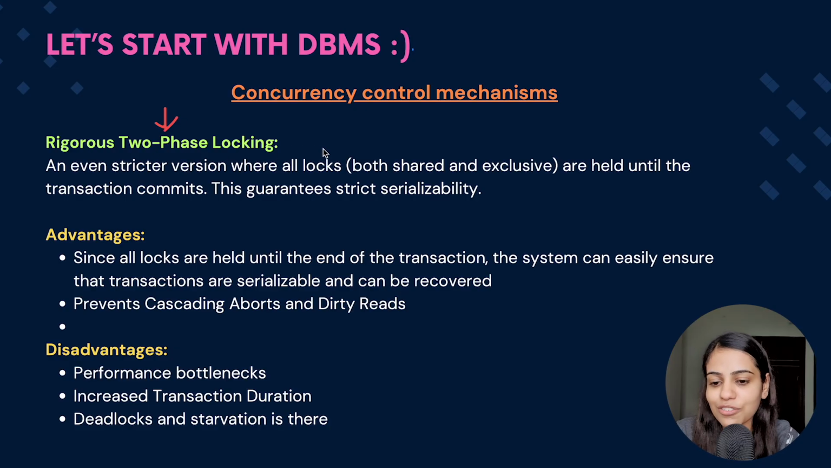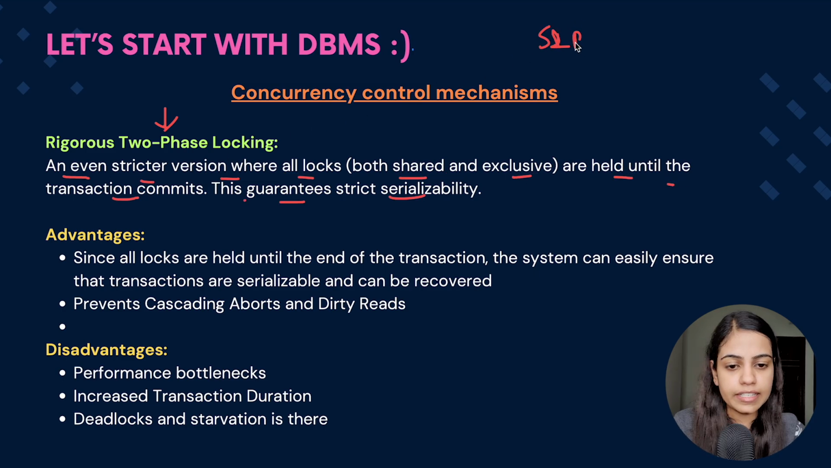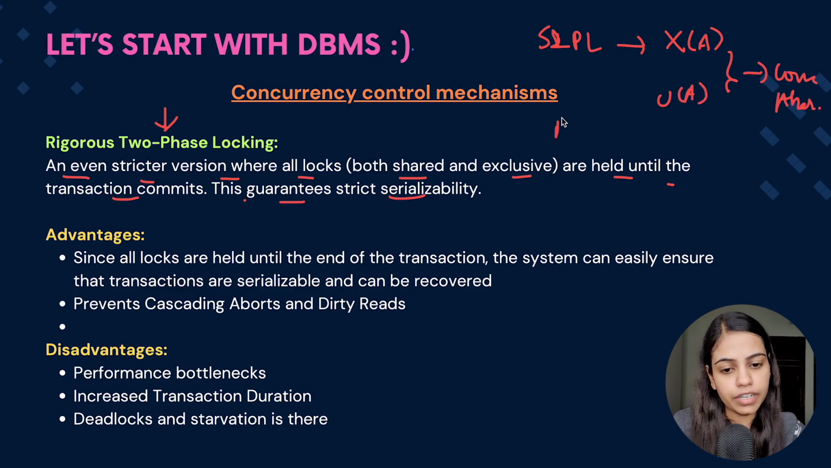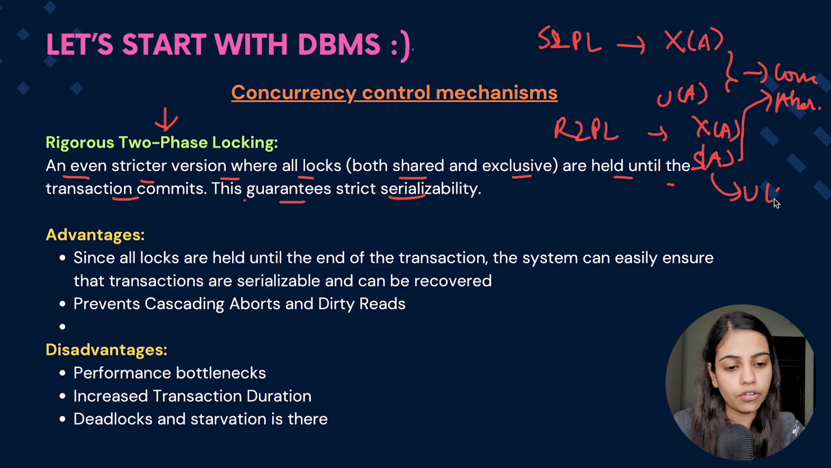So what is this rigorous two-phase locking? It is an even stricter version where all the locks, shared and exclusive, are held until the transaction commits. In 2PL, the exclusive locks should only unlock themselves when they have committed or aborted the changes. But as part of rigorous 2PL, both exclusive locks as well as shared locks should commit or abort the changes, and only then can they unlock themselves. So the locks are held until the transaction commits or aborts.